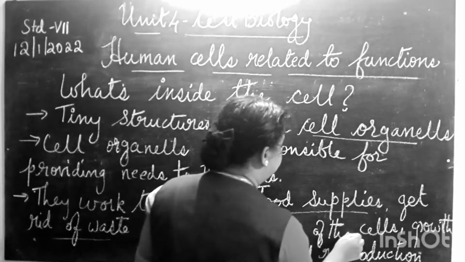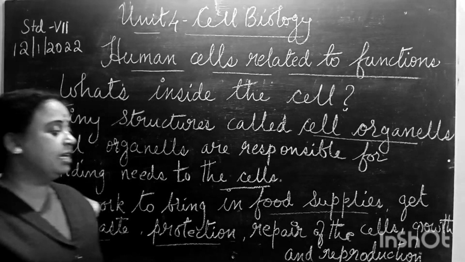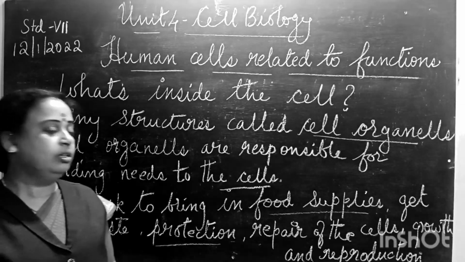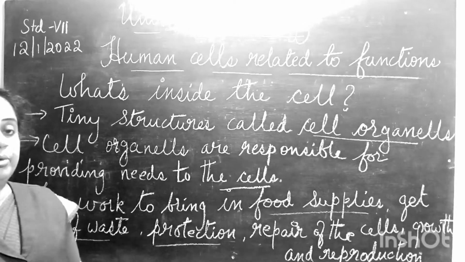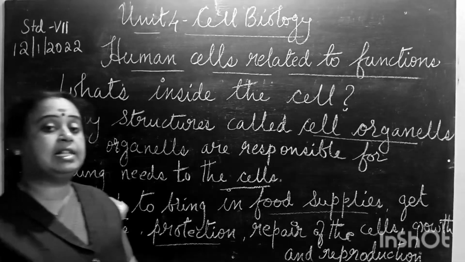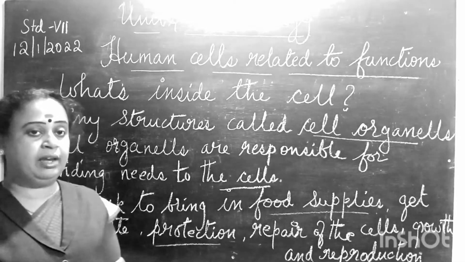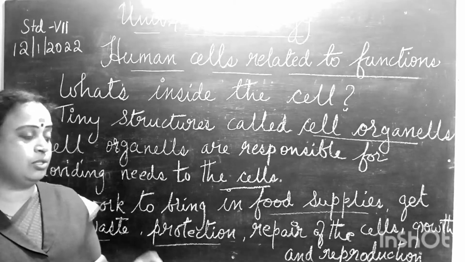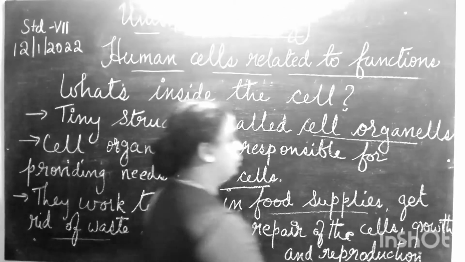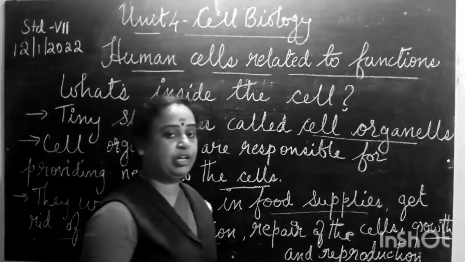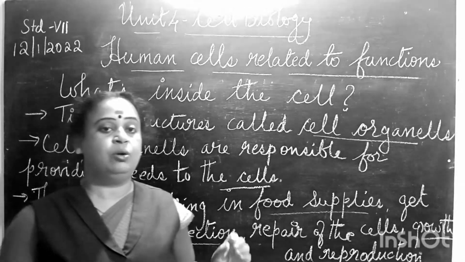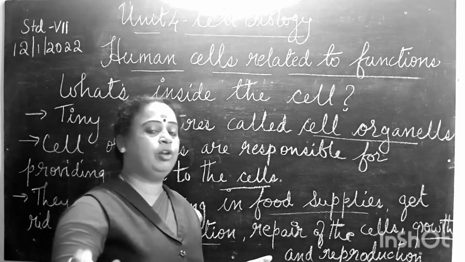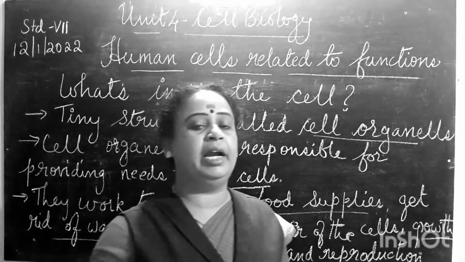Then repair of the cell. Cells may have some problems, and those problems are cured. So cells are repaired, and worn out cells are made proper again. So cell repairing is also done. Then growth and reproduction of the cells. So cell division: one cell into 2, 2 becomes 4, 4 becomes 8, 8 becomes 16.